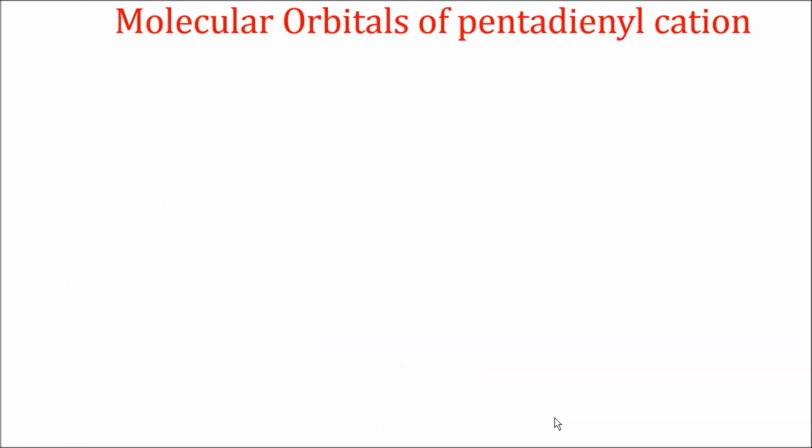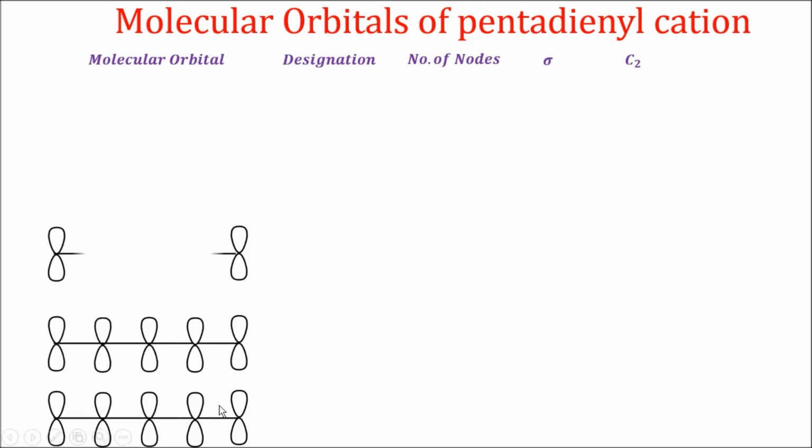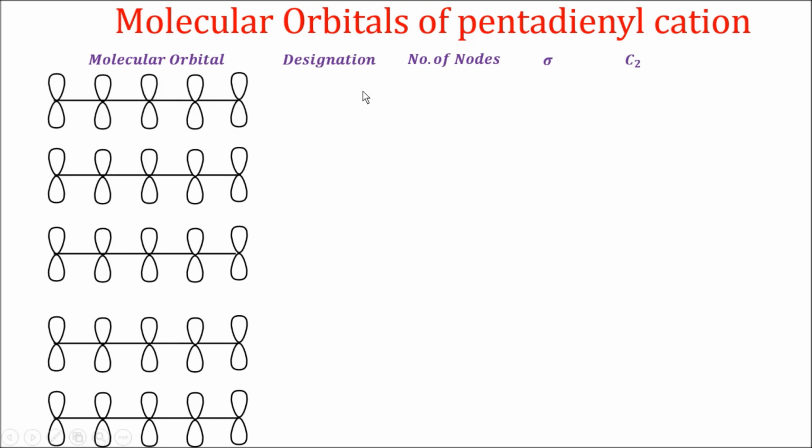The molecular orbitals of pentadienyl cation: here we have the designation, nodes, sigma symmetry, and C2 symmetry. Pentadienyl cation has 5 carbons. The 5 carbons will provide 5 p orbitals, therefore each molecular orbital has 5 lobes. The designations are psi1, psi2, psi3, psi4, psi5. Nodes: psi1 has 0 nodes, psi2 has 1 node, psi3 has 2, psi4 has 3, psi5 has 4 nodes.